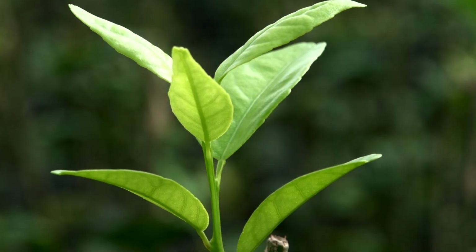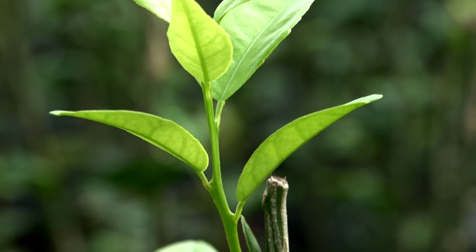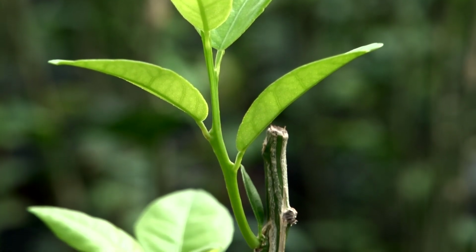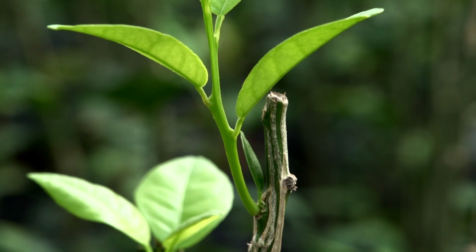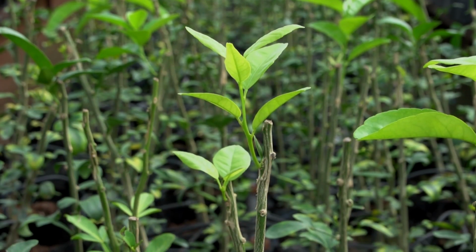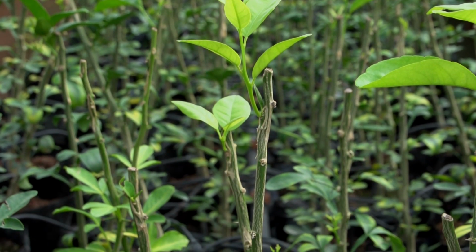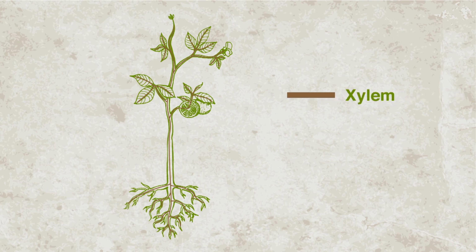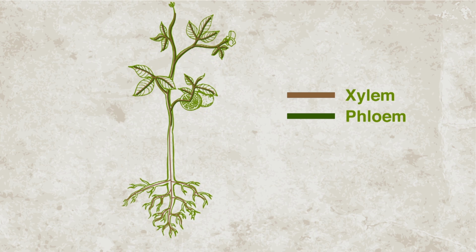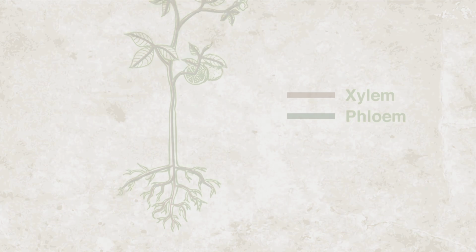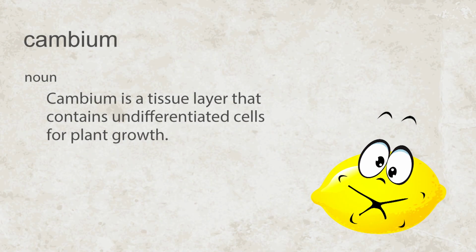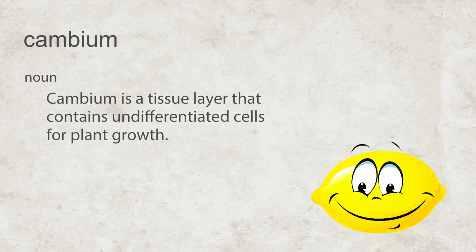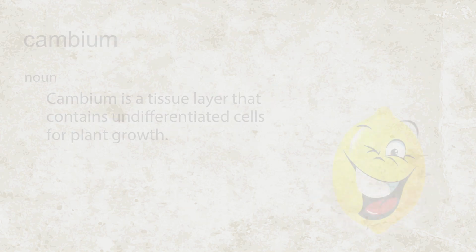Stems have swellings at certain points called nodes, which is a point on a stem where a leaf is or was attached. The area between nodes is termed the internode. The major internal parts of a stem are the vascular system, which consists of xylem and phloem and connects to the vascular system in the roots, and the cambium. Cambium is a tissue layer that contains undifferentiated cells for plant growth.